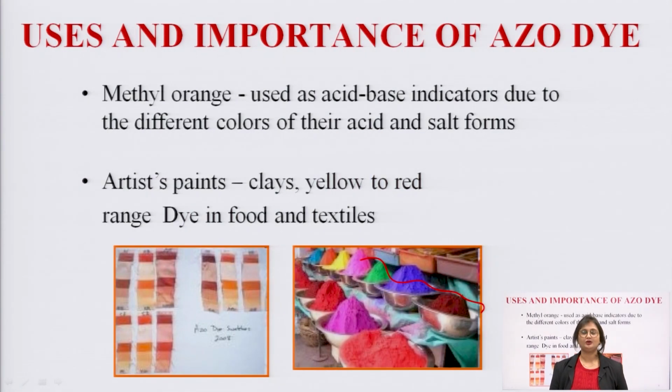These dyes are not only industrially applicable, but are also used as coloring agents in the food industry and in coloring of several pharmaceutical syrups and other pharmaceutical preparations. They have chemical importance in the form of indicators, because under acidic condition they show a certain color and they tend to change their color under basic condition. So, this nature of the azo dye is used in making indicators, for example, methyl orange indicator.